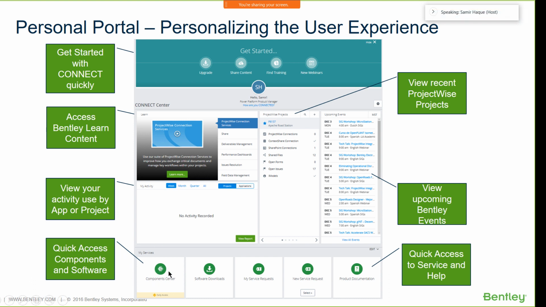The quick access to a variety of very common things that you as a user might want is also available directly from this webpage. So you can go and download new applications, put in a service request, look at your existing service requests, and get product documentation. You'll notice new for this version, we've added in the Components Center, which is a place where you can share, usually, initially, three-dimensional or two-dimensional parametric cells with team members. So we'll take a look at that.